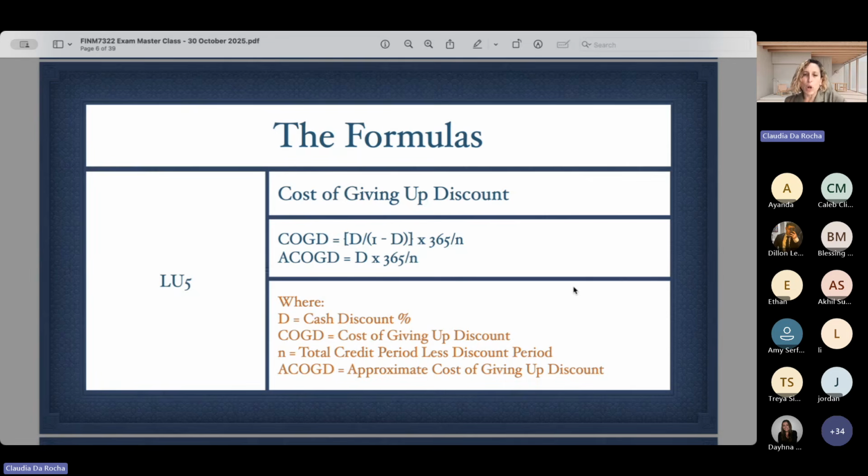As the name says, your approximate cost of giving up the discount is an approximate cost. So it's not 100% accurate, whereas the cost of giving up the discount is your true or most accurate cost. If you're given a question and they don't specify to do a cost of giving up discount or the approximate one, do both. Okay. If you need to make a decision, understanding whether you should give up the discount or not, then use your cost of giving up the discount because that is the more accurate one.